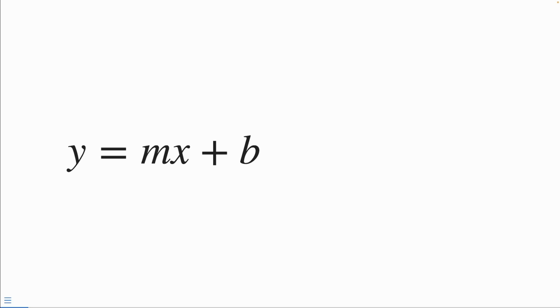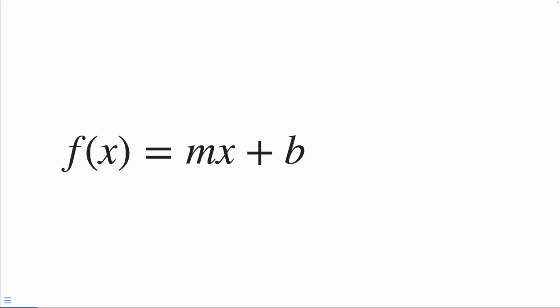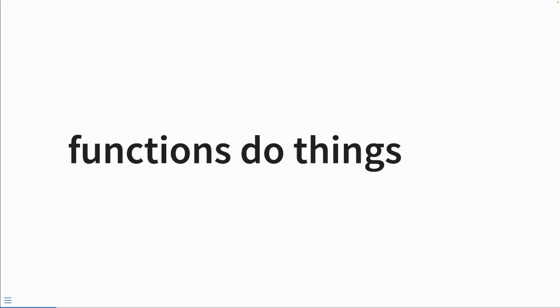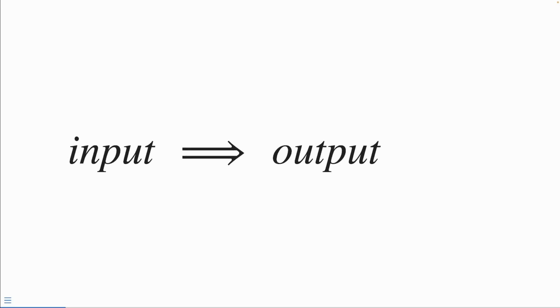The simplest function that I can think of is y equals mx plus b. Anyone who paid an iota of attention in high school might remember this. We can actually rewrite that same function as f of x, or a function of x, is equal to mx plus b. So a function takes an input x and provides some output. That's the heart of it. Functions do things. Functions take inputs and produce outputs.